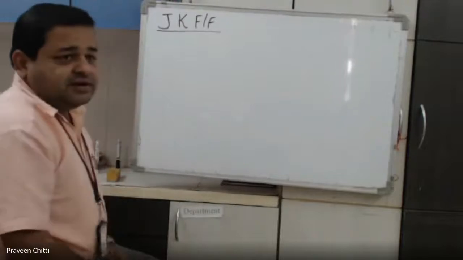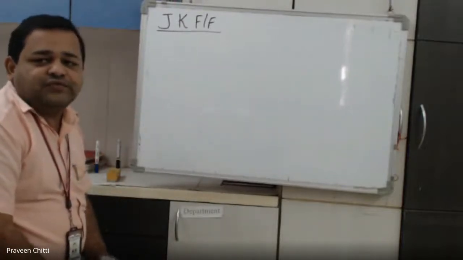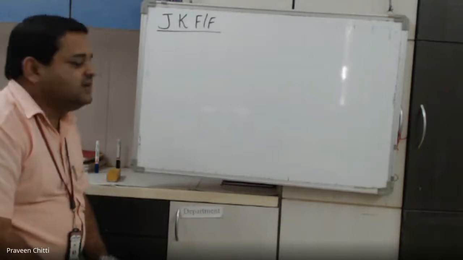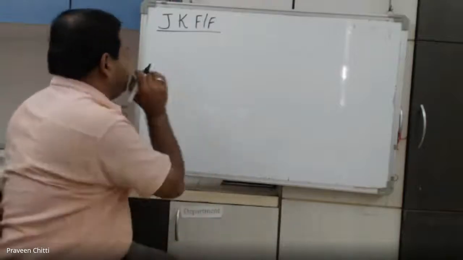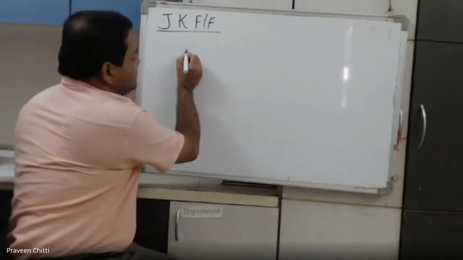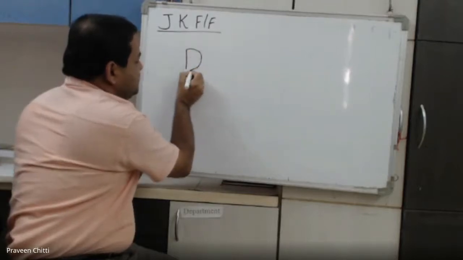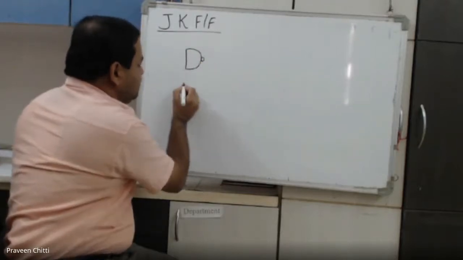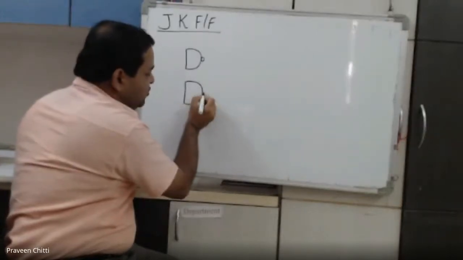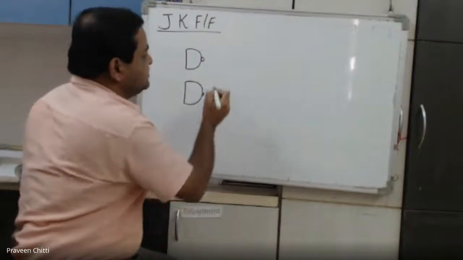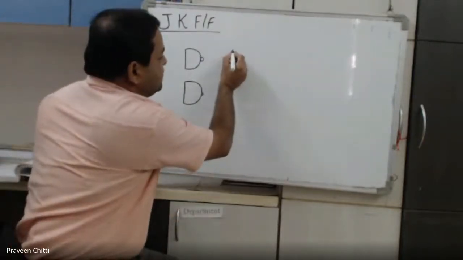So the condition 1, S equal to 1, R equal to 1, we have to eliminate in this particular flip-flop called JK flip-flop. So what I do is, I will draw the SR flip-flop again. All of you know the SR flip-flop using NAND gate, how it can be drawn. How many NAND gates you have to use to draw the SR flip-flop?